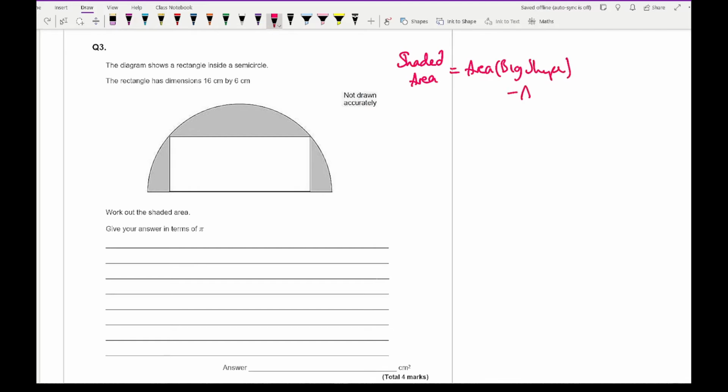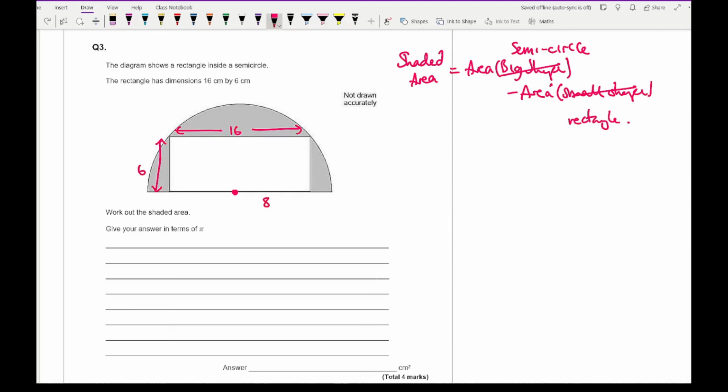Subtracted by the area of the small shape. Now in this case, the big shape is the semicircle, and the small shape is the rectangle. So I need to work out those bits of information first. Now, if I just mark the centre of the semicircle, it says that this length of the rectangle is 16 and this length here is 6. So half of that is going to be 8.